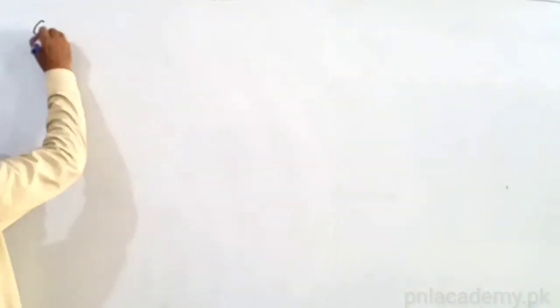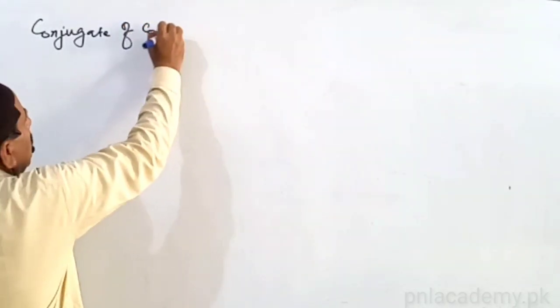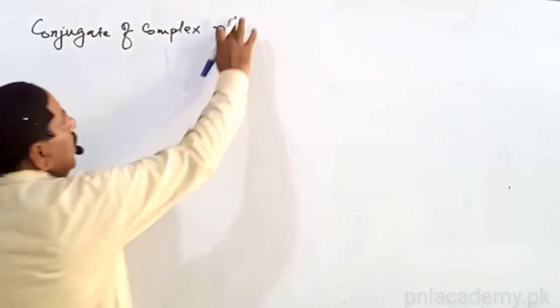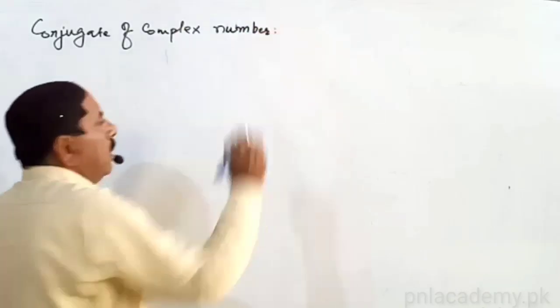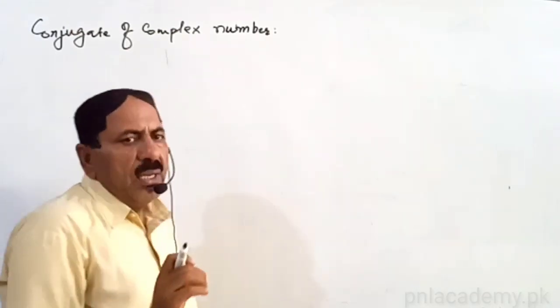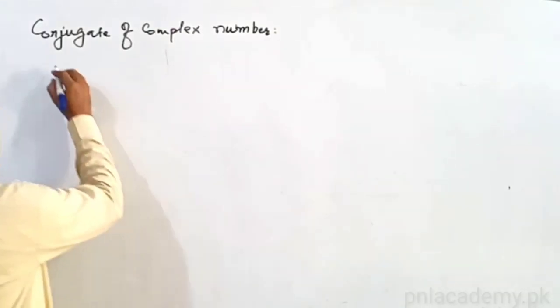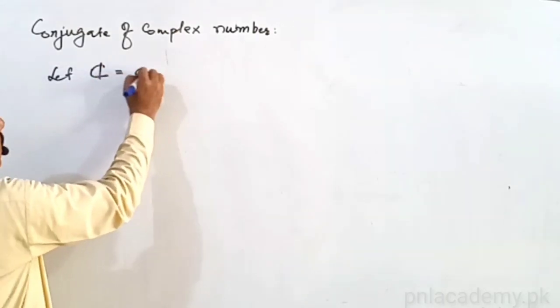Today's topic is the conjugate of complex number. We also can write this just like either complex number. As we know that the combination of real and imaginary part is also known as the complex number. So let complex number z is equal to a plus iota b.